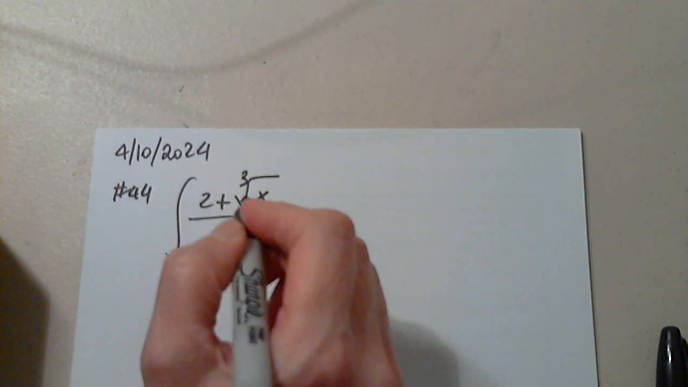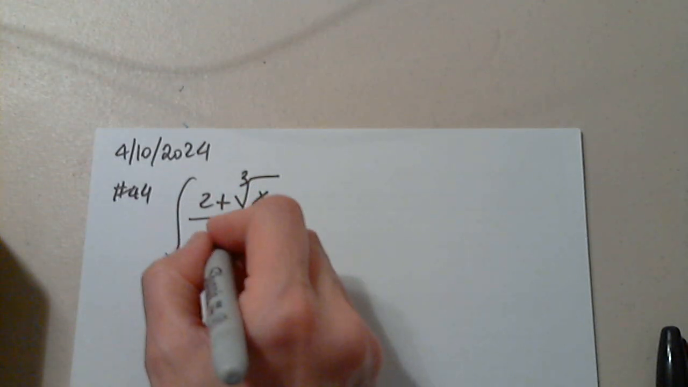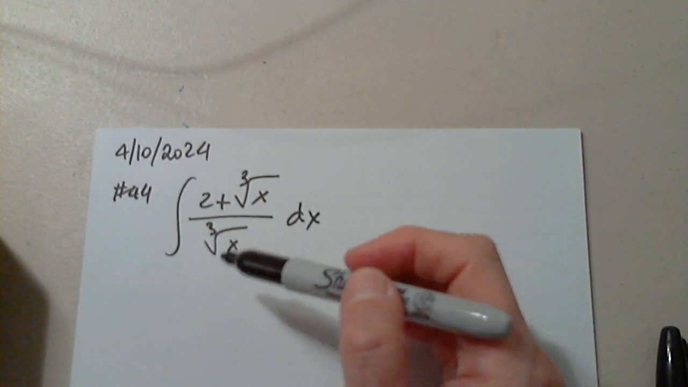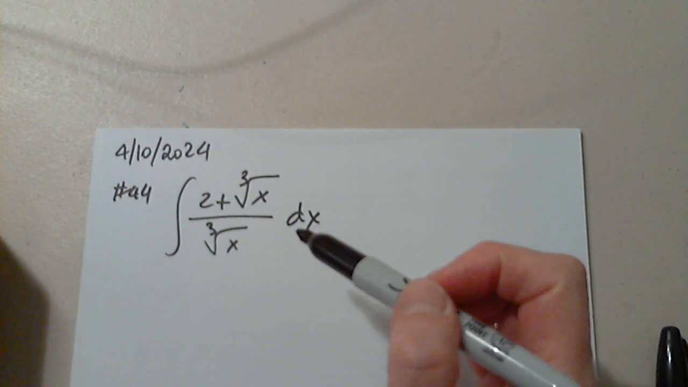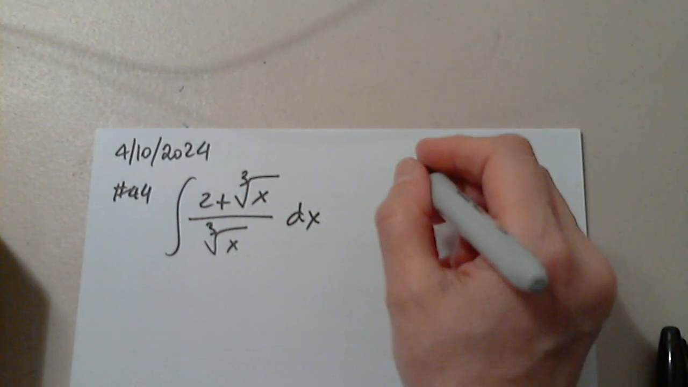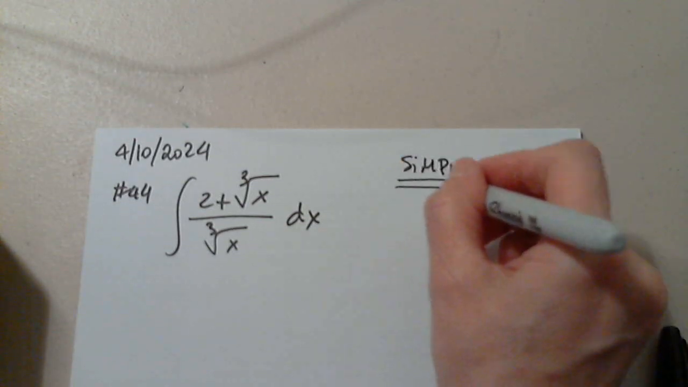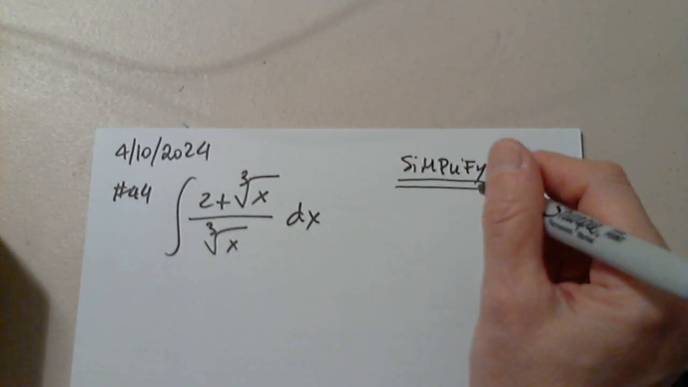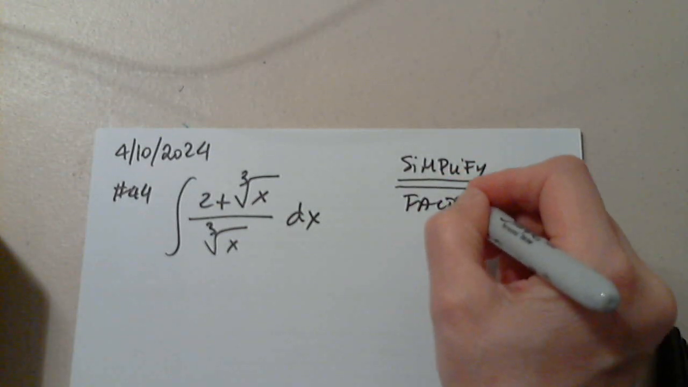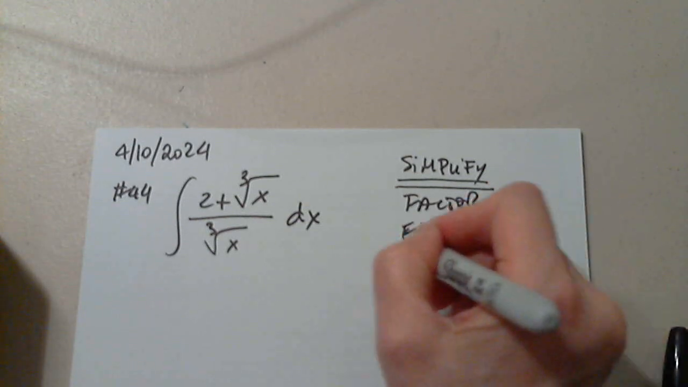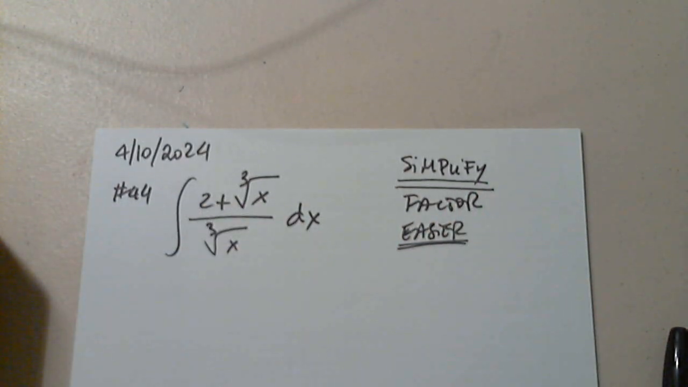2 plus the cube root of x over the cube root of x. So every time in math we start a problem, in the back of our minds we have to have simplify. These words have to be continuously active in our minds. Simplify, factor, make your life easier. Make it easier. Make the problem as easy as possible.